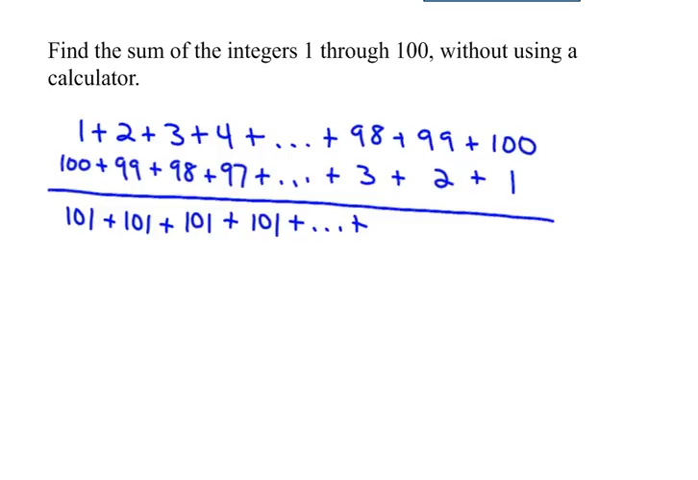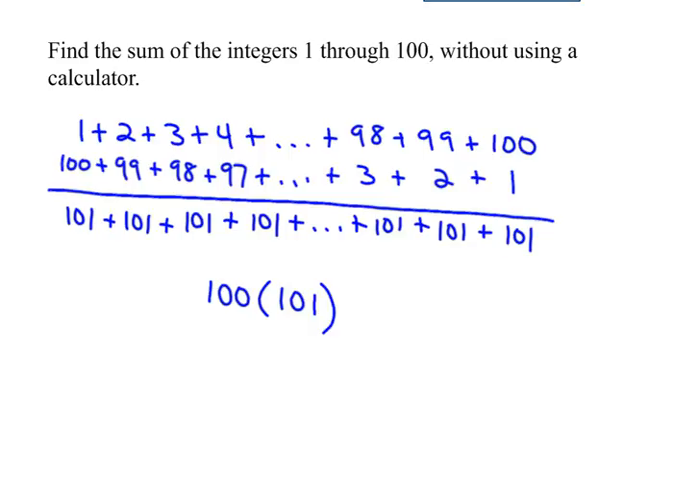98 plus 3 is 101. 99 plus 2 is 101. 100 plus 1 is 101. We now have 100 101s.